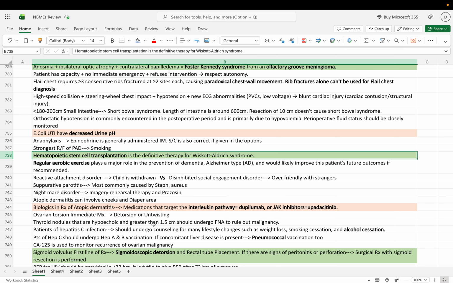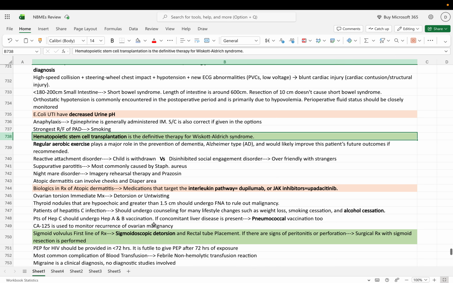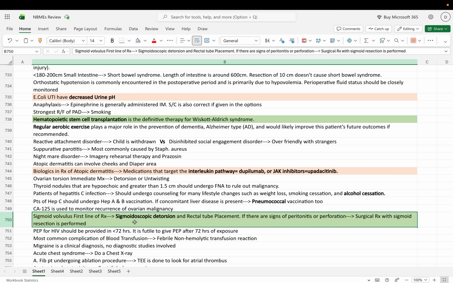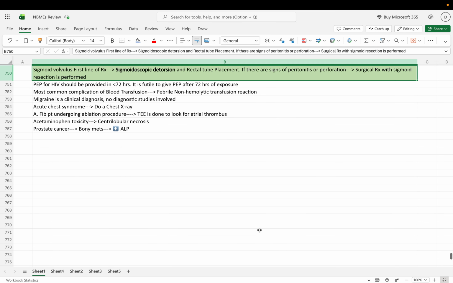Hematopoietic stem cell transplantation is the definitive therapy for Wiskott-Aldrich syndrome. Sigmoid volvulus: first line of treatment is sigmoidoscopic detorsion and rectal tube placement. If there are signs of peritonitis or perforation, surgical treatment with a sigmoid resection is performed.